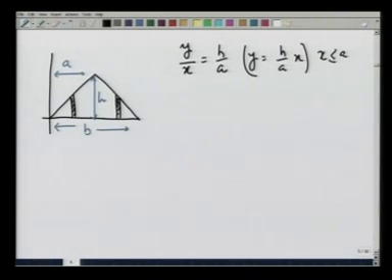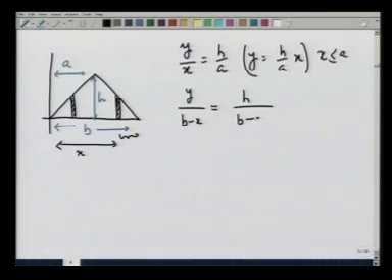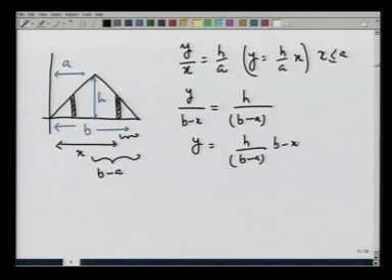For the second strip, I am going to have this distance is x. So, I am going to have y divided by b minus x, that is this distance, y divided by b minus x is going to be equal to h divided by b minus a. B minus a is this distance, and therefore, y equals h over b minus a times b minus x.